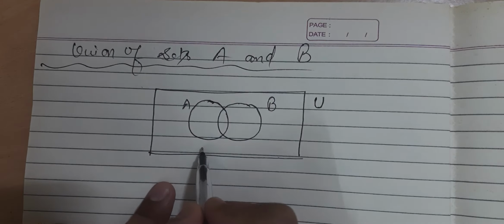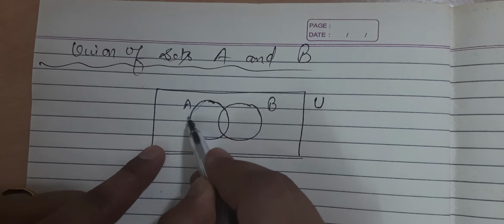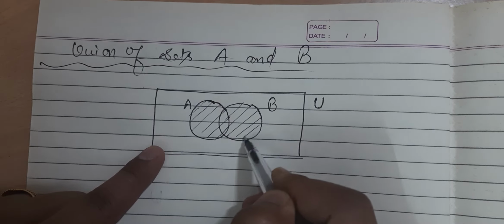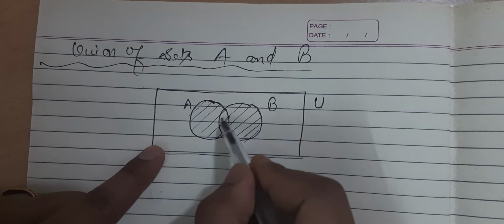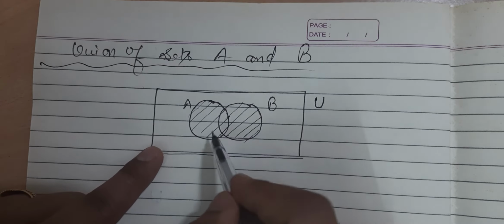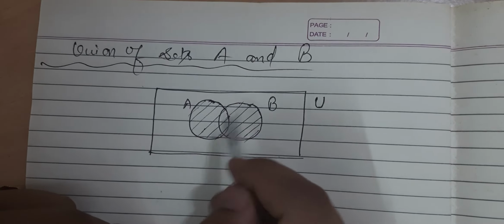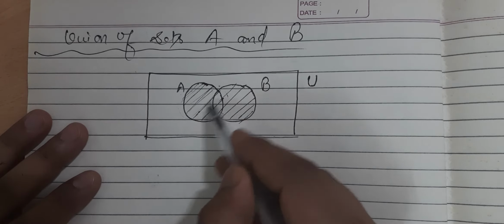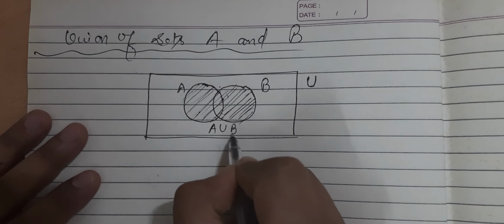So the union of two sets A and B is the set which consists of all the elements of set A and all the elements of set B, including those which are in both. Okay, so this is the way by which we can represent the union using this Venn diagram. So this is set A and set B. This shaded portion shows the union of sets A and B. So this is A union B.